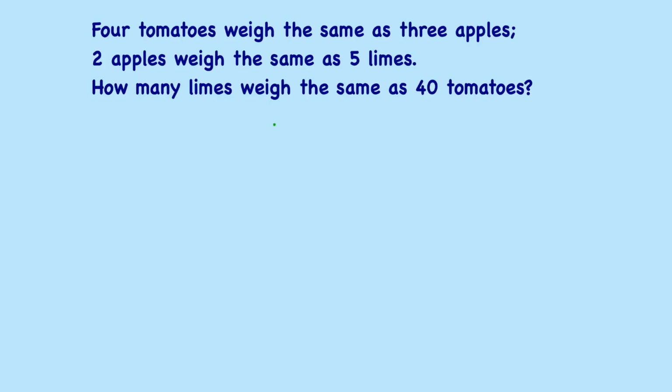Well, first of all, let's make sure that we're using the rucksack method to make sure there's nothing we're missing out. So first of all, we're going to read the problem. So we'll read that again to yourself. Then we're going to underline the important information. So it tells us that 4 tomatoes weigh the same as 3 apples. 2 apples are the same as 5 limes. And then what they want us to work out is the number of limes that weigh the same as 40 tomatoes.